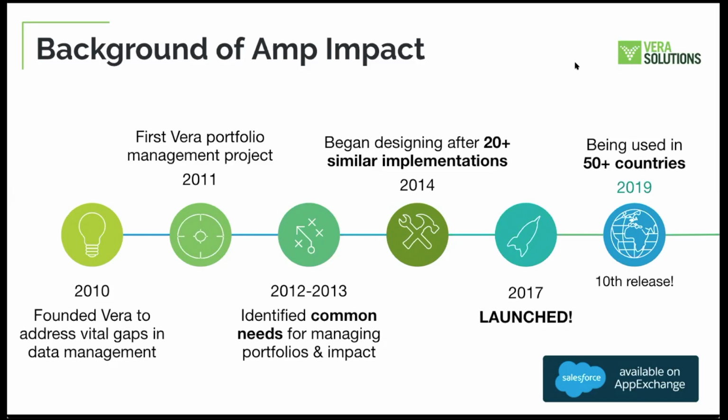So in 2014 and 2015, we started designing AMP Impact. We launched it on the Salesforce AppExchange in late 2017. It's now being used in over 50 countries to manage portfolios of over $600 million of programs and grants. And really excited that this week we just had our 10th release of AMP Impact. We're doing about 3 releases per year, similar to Salesforce. And what I'll be walking you through today with the risk module is actually something that came out in this new 10th release of AMP Impact.